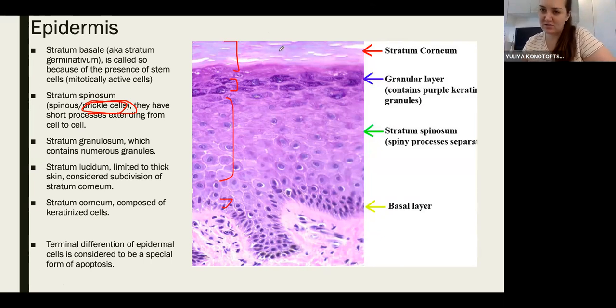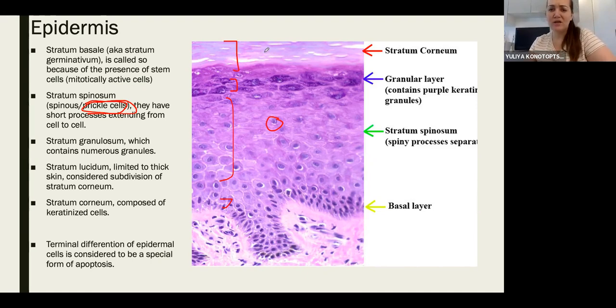Corneum contains dead cells. How do we call an individual cell? We call it keratinocytes. So don't forget that keratinocytes in the stratum corneum are filled with keratin. Which kind of keratin is that? This is going to be soft keratin because we're talking about skin. In the nails and in the hair, this is going to be hard keratin. We'll also talk about the differences.